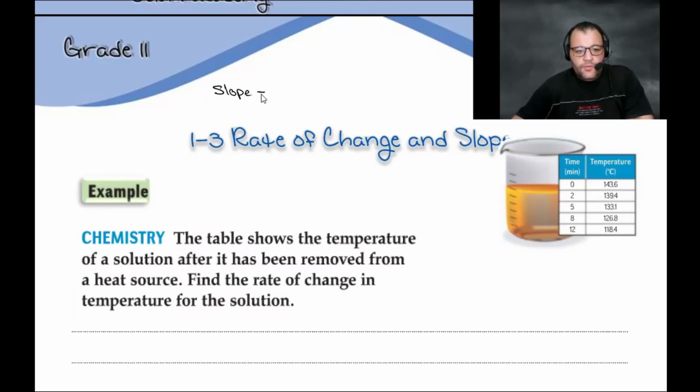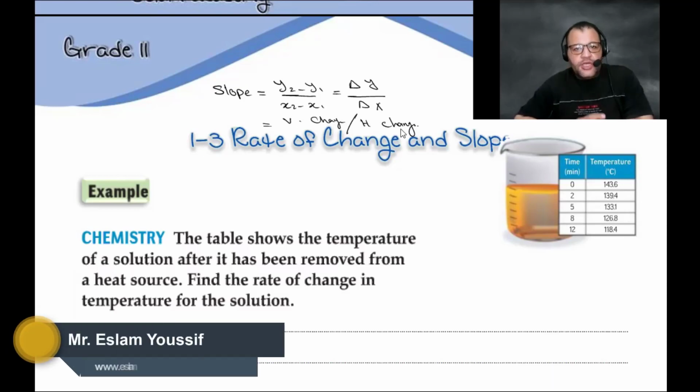Change in y: y2 minus y1 over x2 minus x1. So we can say the slope is defined by the change of y over the change of x, or the vertical change over the horizontal change. That's how the slope is defined. The rate of change has the same meaning. The rate of change is the slope.